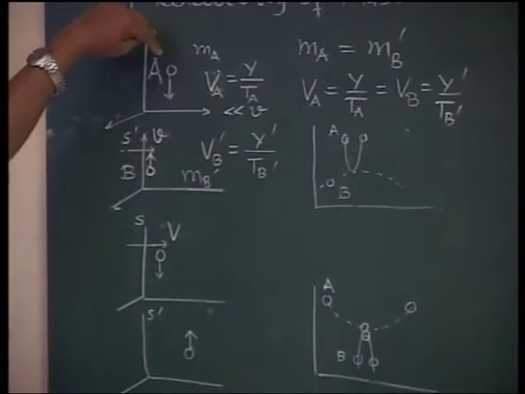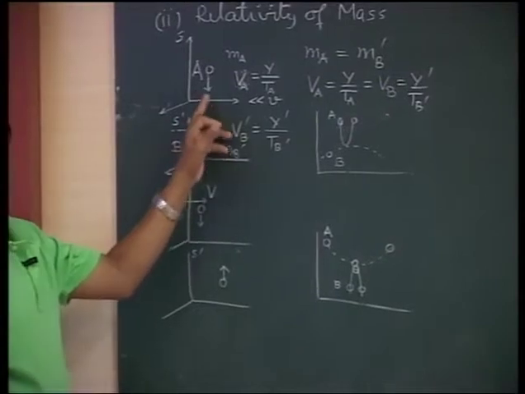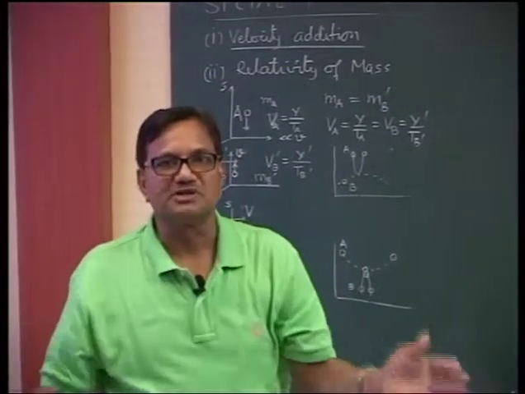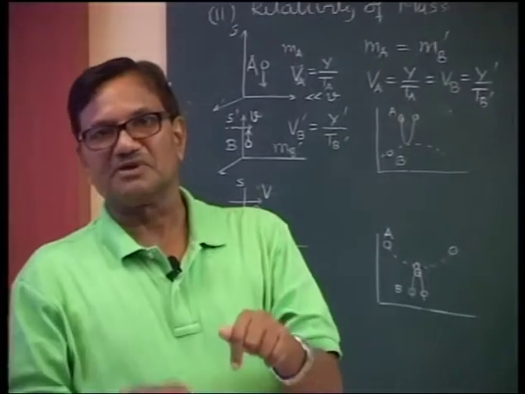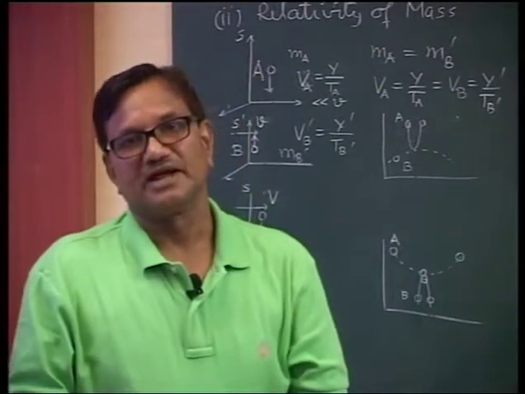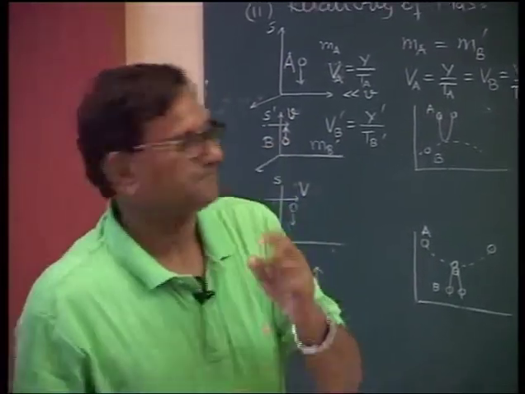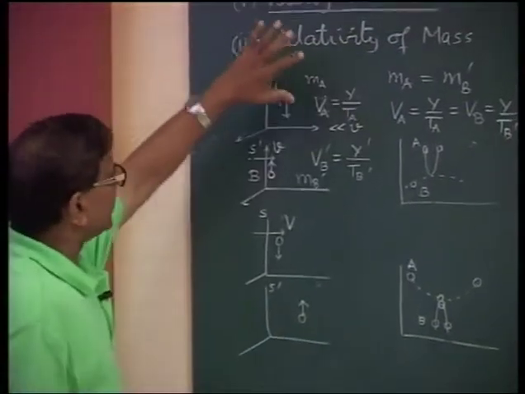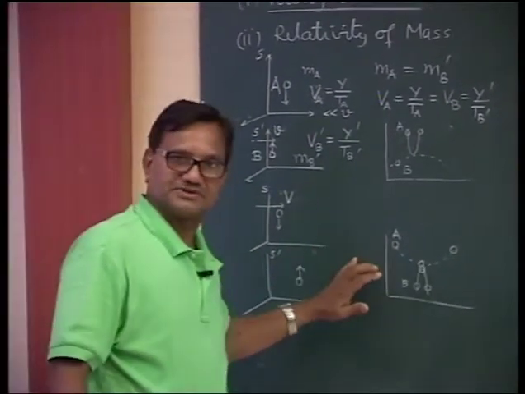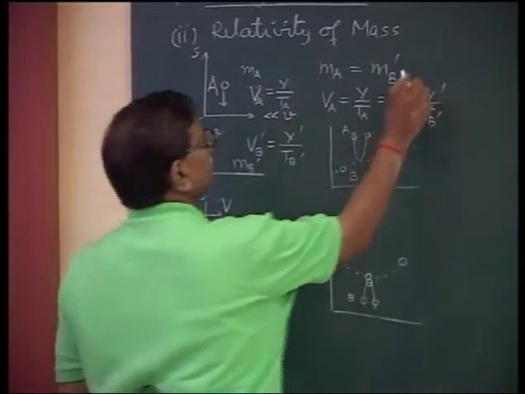Therefore, A moves in the minus Y direction and B moves in the Y direction, and they will collide at Y by 2. After collision, they will bounce and retrace their path. If we observe in the S frame, A is at rest and S dash is moving, then obviously the collision will occur at a distance Y. We consider the behavior of A in S to be identical with the behavior of B in S dash. That is, MA is equal to MB dash, and this is their rest mass, M0.